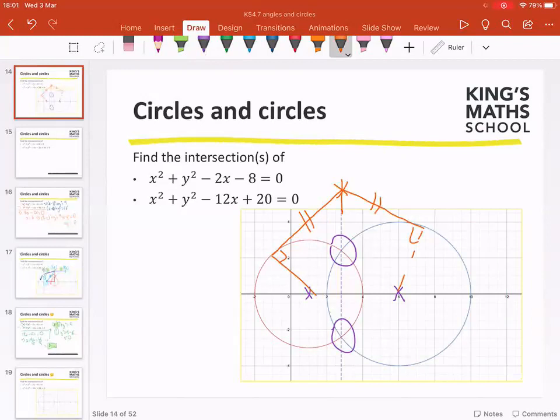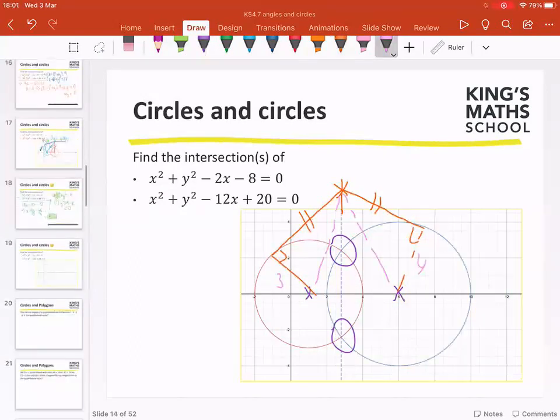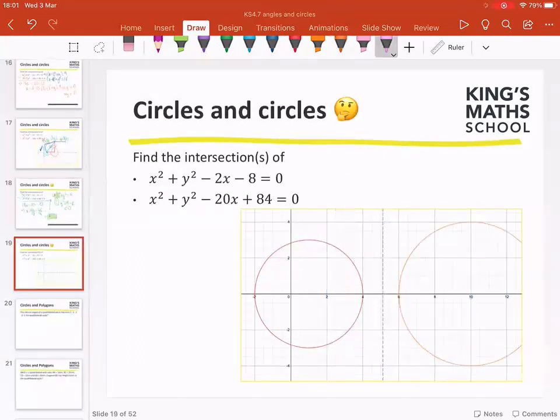Now, you can see it's not symmetrical. It's not because of symmetry. You know, that's length 3, that's length 4. These are not congruent triangles. They might be similar, but they're not congruent triangles. But wherever you are on this line, if you draw a tangent to one circle and a tangent to the other circle, they will always be the same length. And it's even true here. It's even true over here.